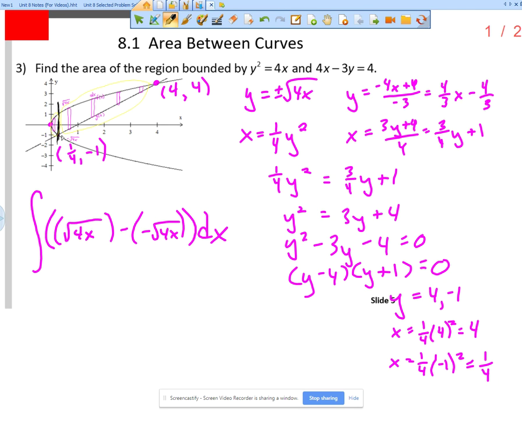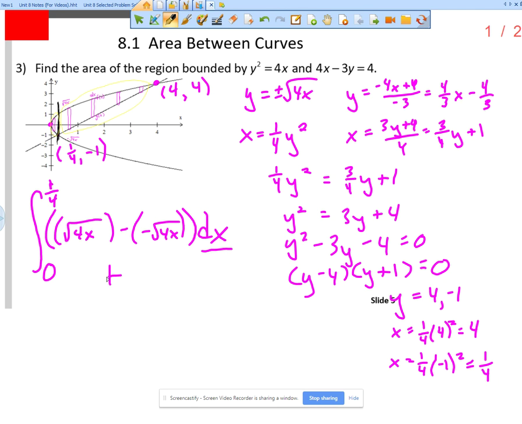Now if I go back to that little area here, I want to think about what the limits of integration are. How far to the left does that small region go? It goes as far left as 0, which is the vertex of the parabola. How far right does it go? It goes to that black line that I drew, which is 1/4. Remember, it's the x value, because we're integrating with respect to x. So that's the area of the region on the left.